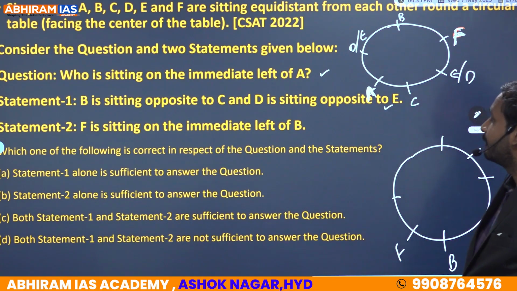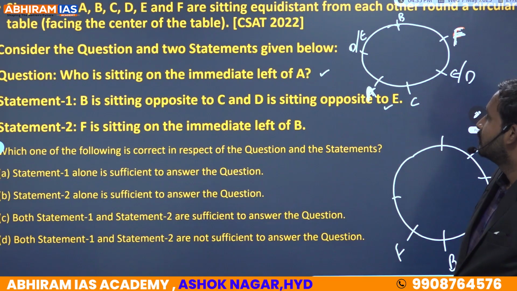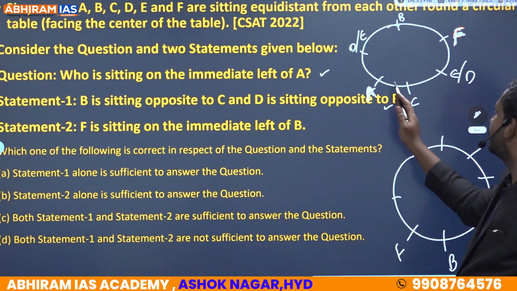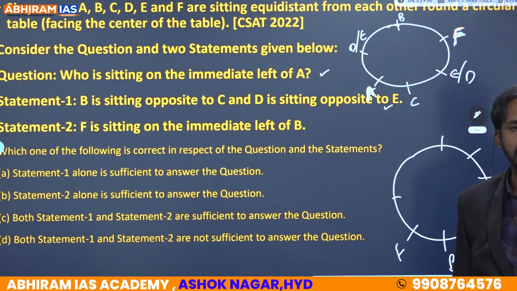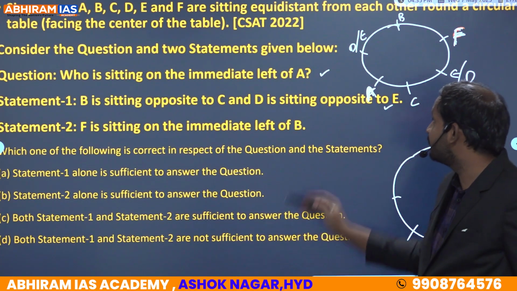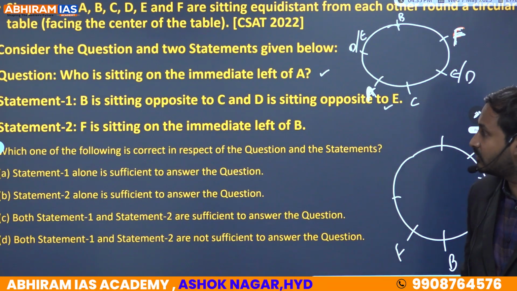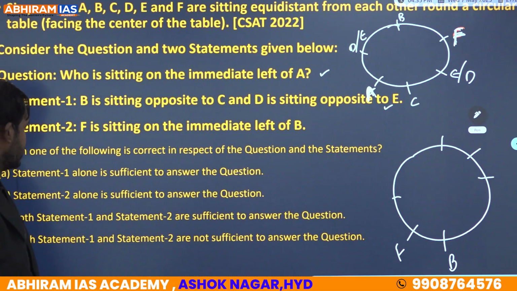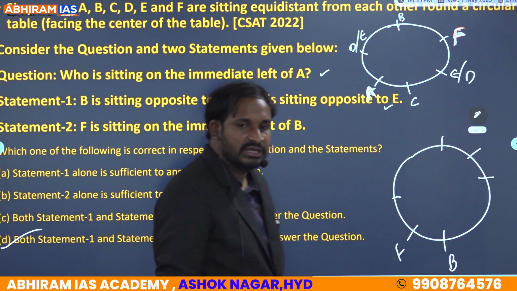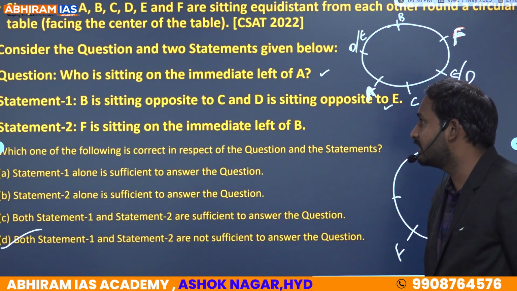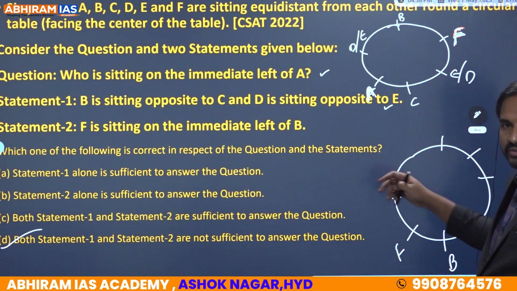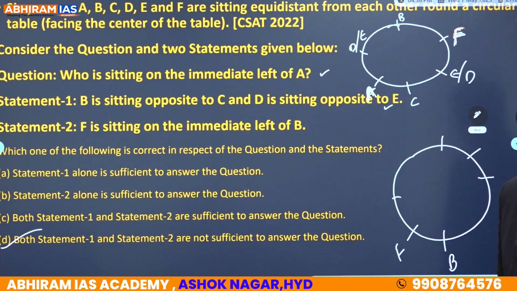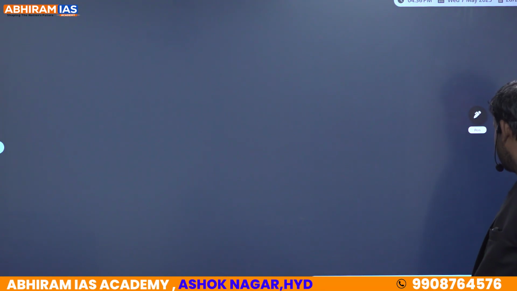Now, who is sitting immediate left of A? Can I tell exactly who is sitting immediate left of A? No, I cannot tell. Why? Because I will have a chance for both D and E. Even after using both statements 1 and 2, I will still not be able to tell my answer. So both statements 1 and 2 are not sufficient to answer the given question. Okay, right. Next one.